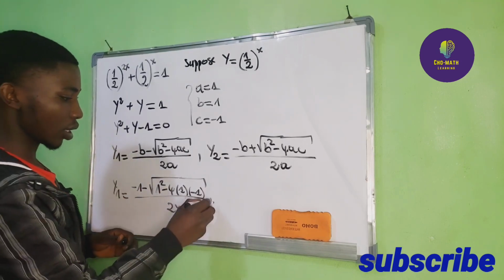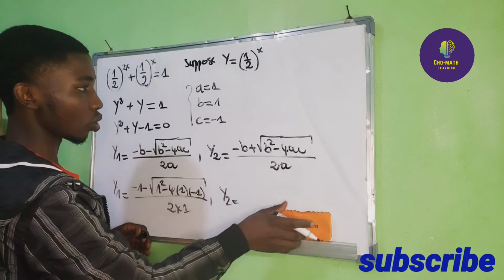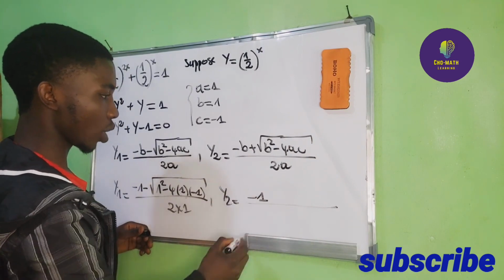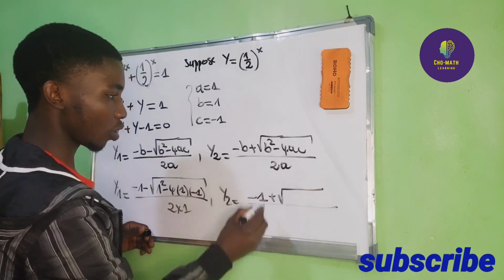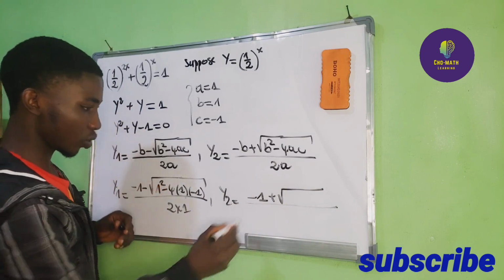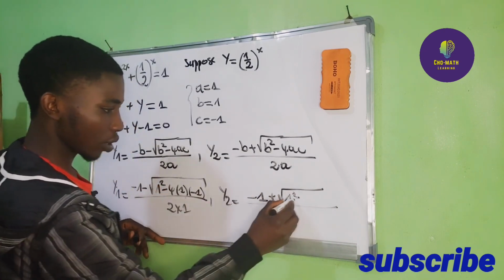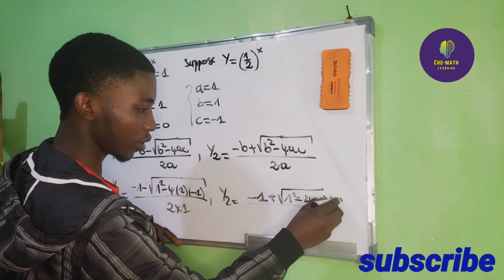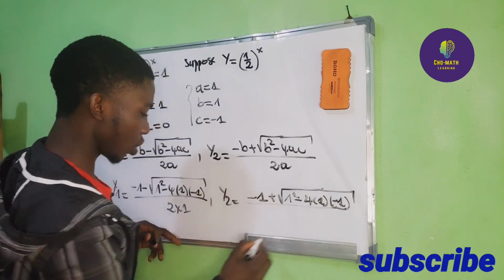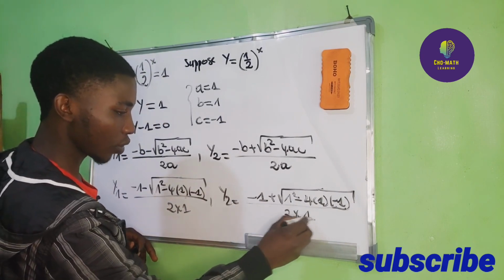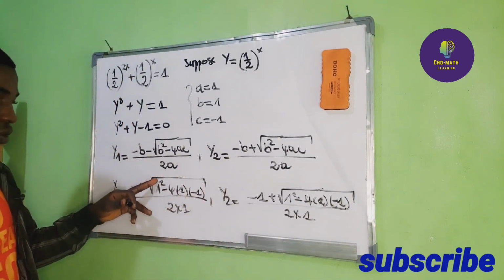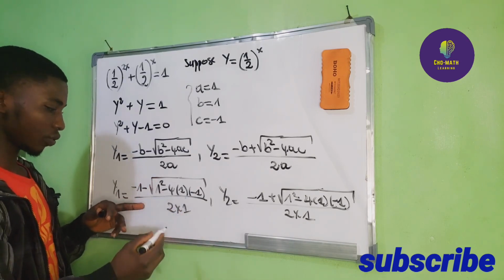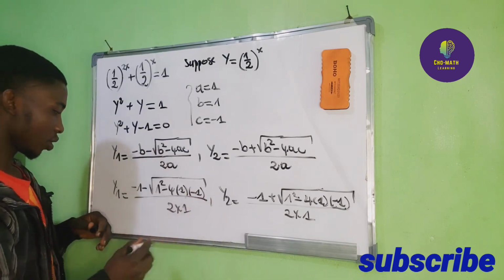A is 1 and y2 will be equal to -b, that's -1 plus the square root of b squared minus 4ac, this one, 1 squared minus 4 times 1 times -1. All this divided by 2 times 1. So here we have 1 squared, that's 1. Now we have -4 times -1, that's +4. That means the value here is 5.